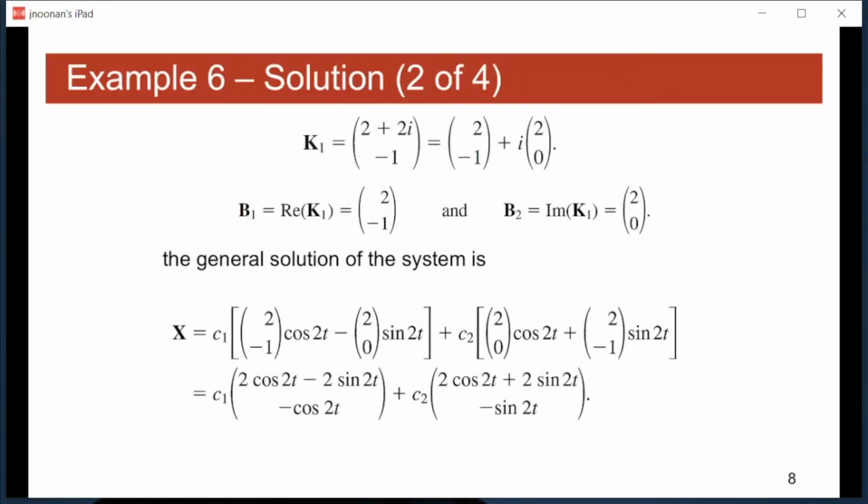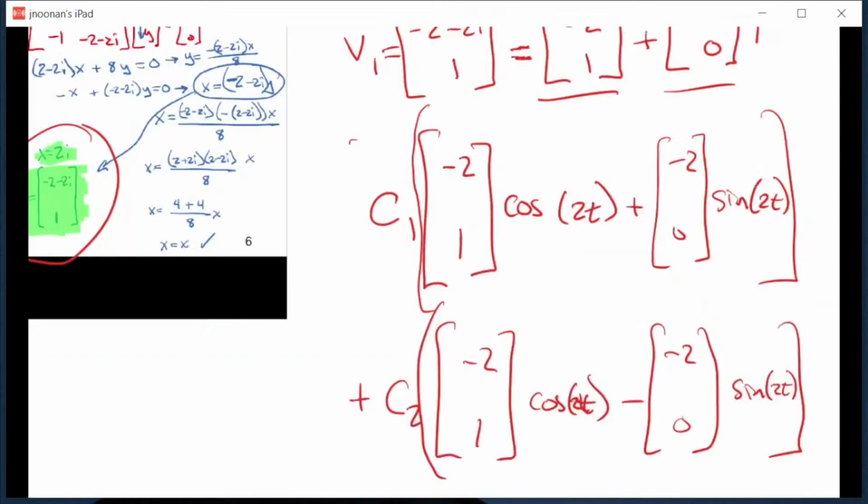So here's the general solution. Just to explain where it came from, we have the constant, we have the real part of the eigenvector times the cosine, the imaginary part of the eigenvector times the sine, and then, oh, I messed up. I should have switched it around. Then you have C2 times the imaginary part times the cosine, and then the real part times the sine. So let me just go fix that back here. This should be negative 2, 0, negative 2, 1.